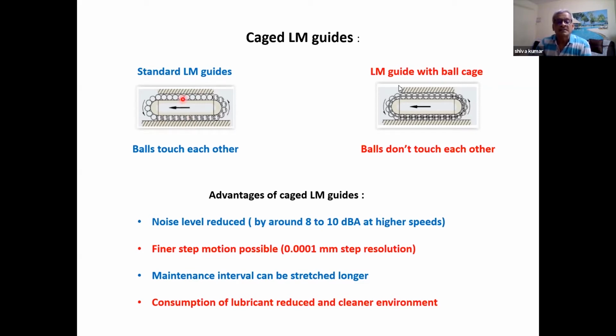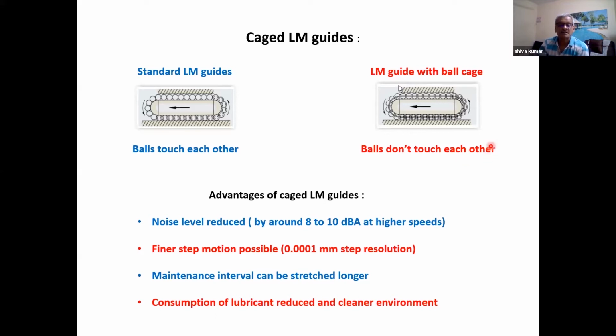Now THK developed the LM guide with ball cage. So that means here we have a cage. That means the balls are separated from each other. Let us say something like a 0.1 mm, 0.08 mm gap will be there, and the balls are retained in their place in a cage. That is why it is called the LM guide with ball cage. The balls do not touch each other.